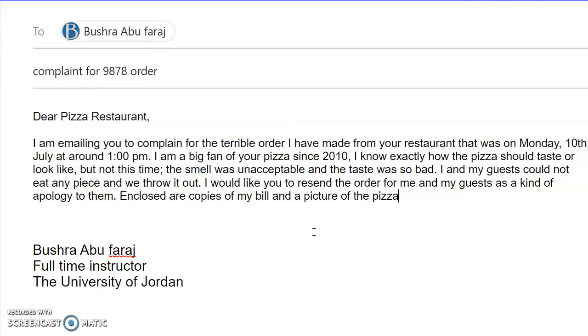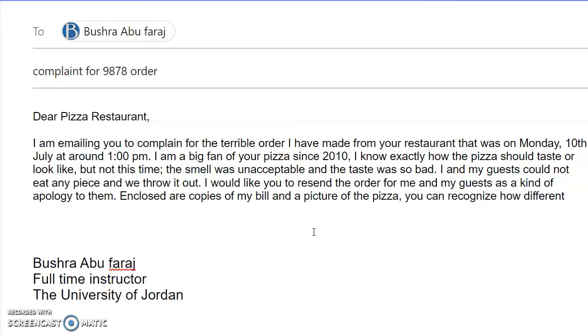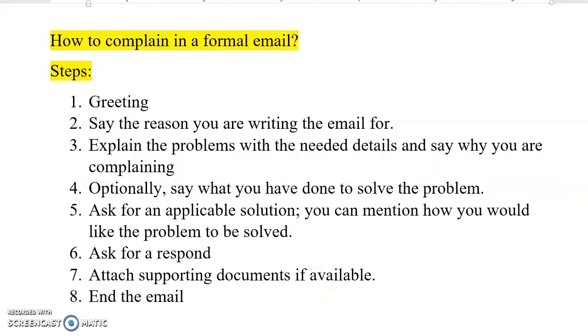You can say, for example, you can recognize how different the pizza is from other orders. Okay. Now we have to see what next.